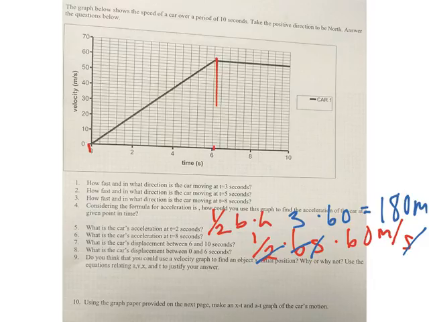So if you added those up, you get 240 plus 180 gives you the total displacement traveled, which would be 420 meters.